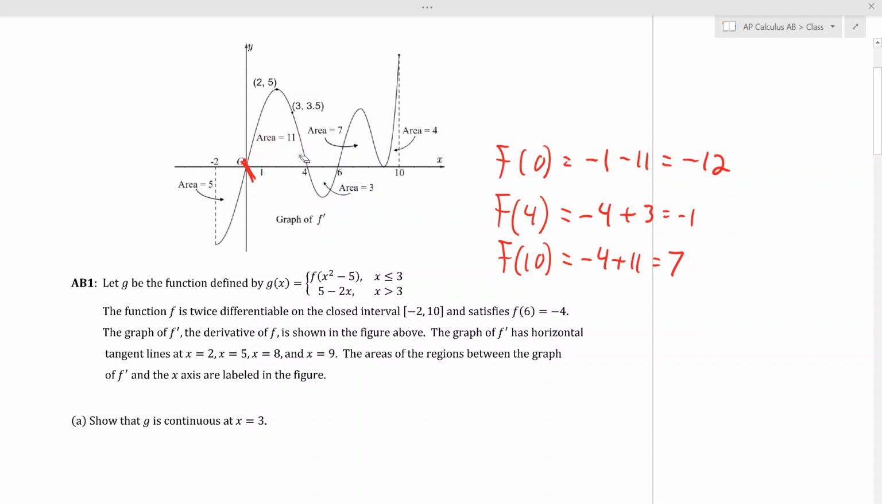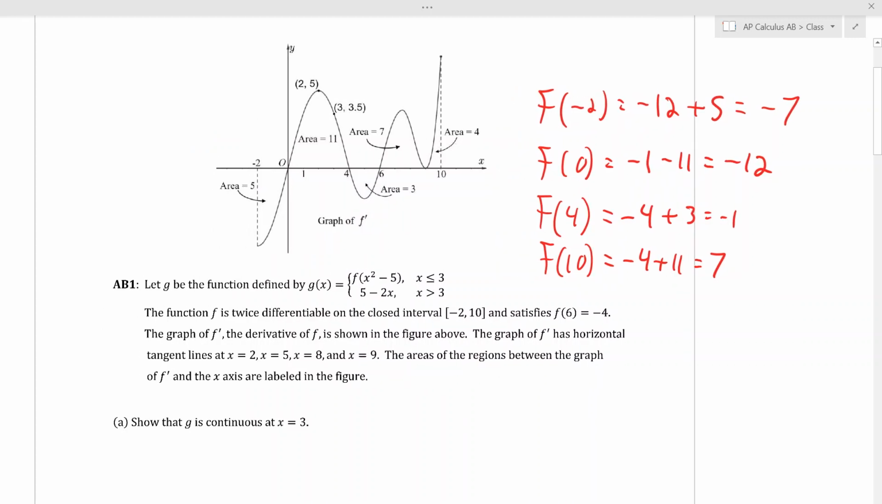All right. And the area down here is negative 5, which means f of negative 2 is going to be negative 12, because that's what it is at 0, plus 5, because we're going backwards. So that's negative 7. And again, if f of negative 2 is negative 7 and you go down 5, then you should be at negative 12 at 0, which we are. So that's what that whole graph tells us.